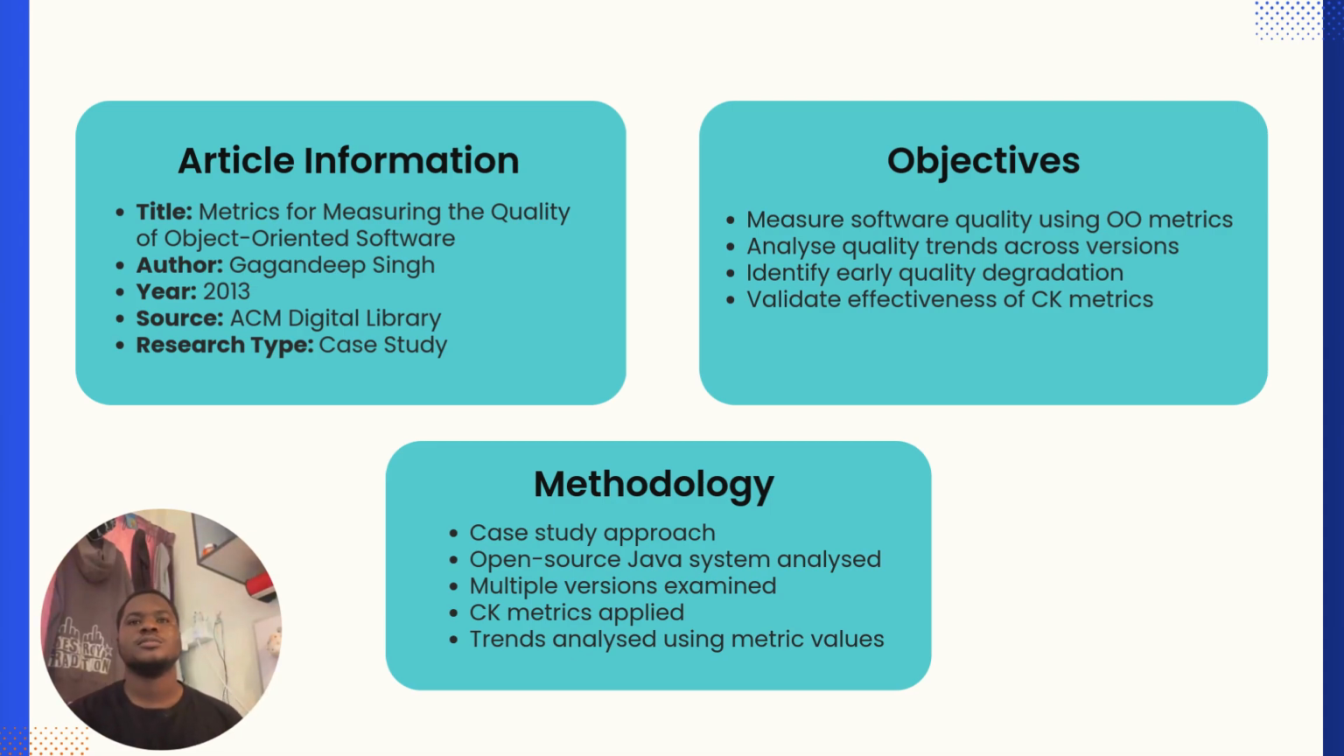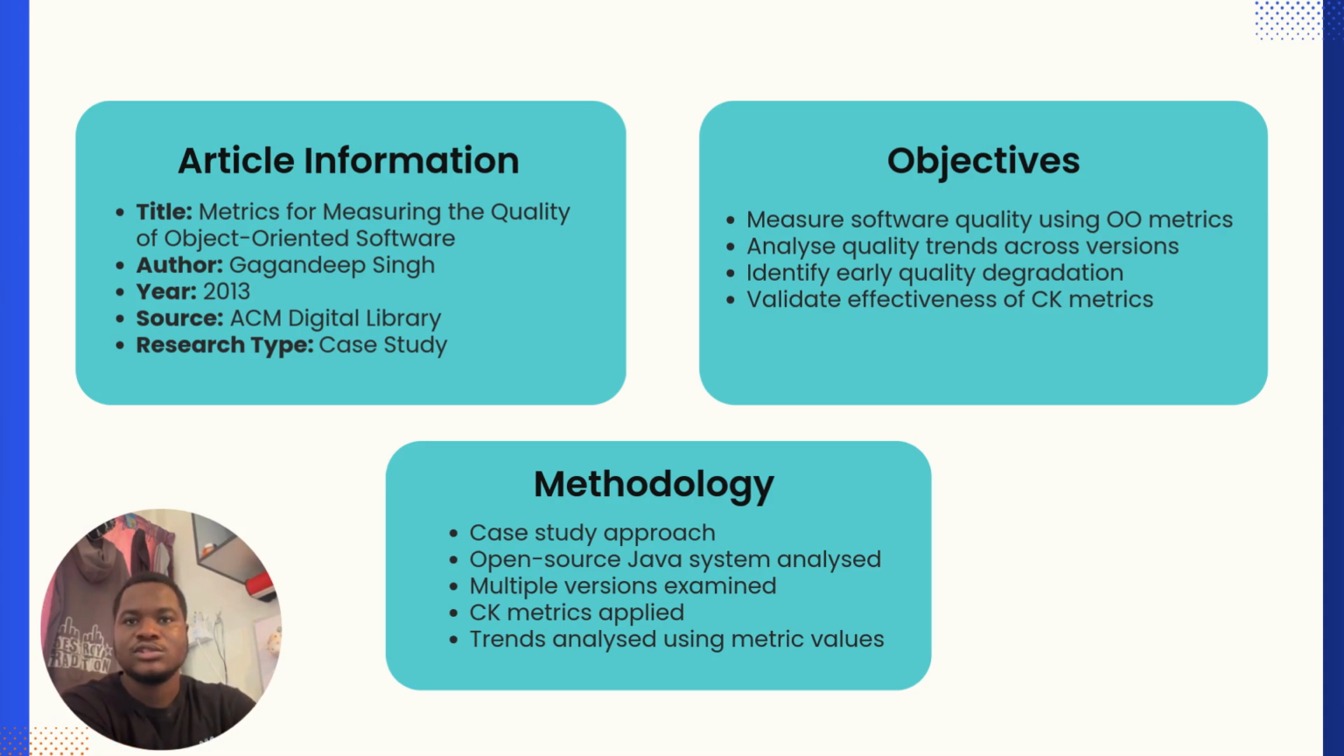My name is Mahmoud Musa Osman with the matric number 290863. I'll be talking about the article information we chose in our project. For this project, we selected an academic article titled Metric for Measuring the Quality of Object-Oriented Software by Gandik Sai, published in 2013 in the ACM Digital Library.